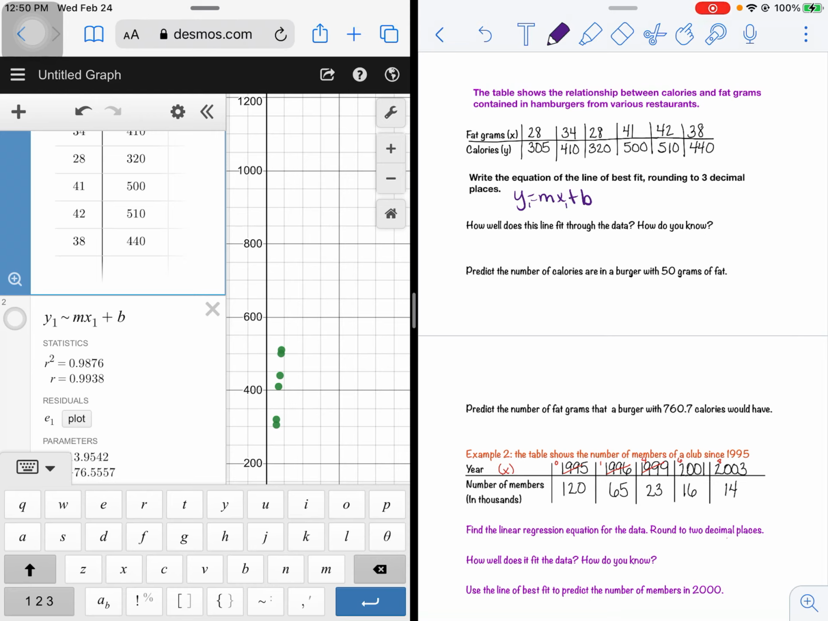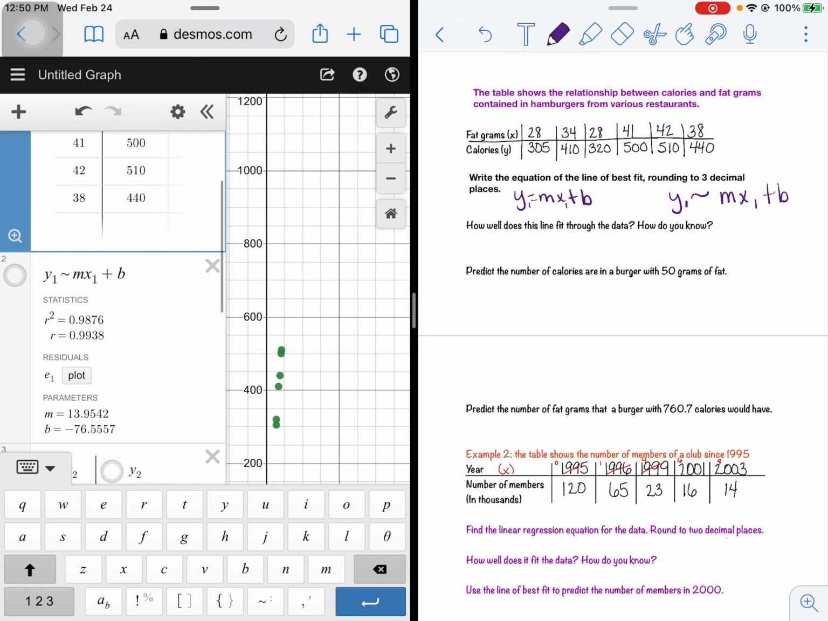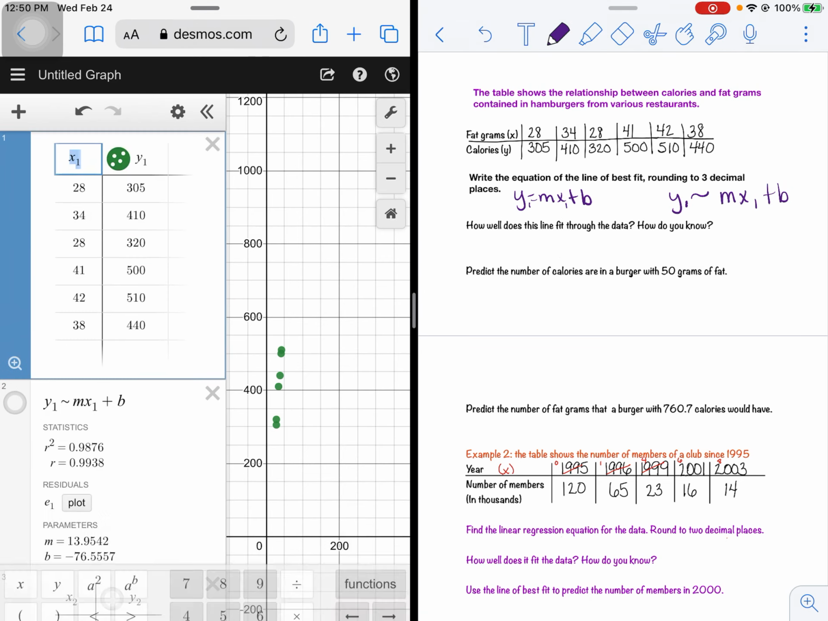On the next line, I can put in that y1 and that little tilde, and mx1 plus b. That's what I put into Desmos. And that y1 and x1 has to match whatever's in my table. Now I'm going to just put it in, and it's going to give me all the information I need. You'll notice it gives us the m, and it tells us it's 13.9542. Let me erase here so I have some room to write.